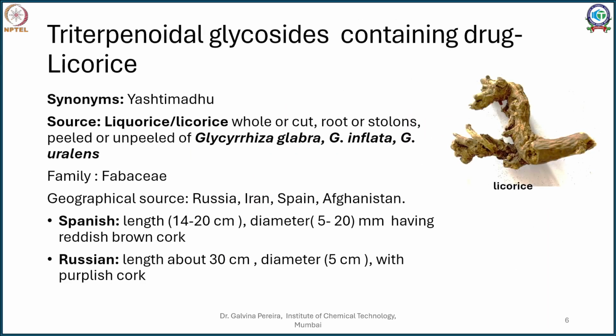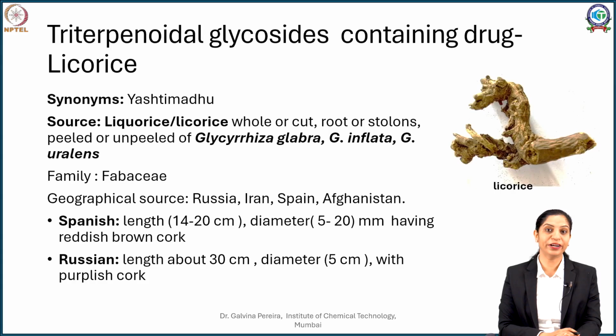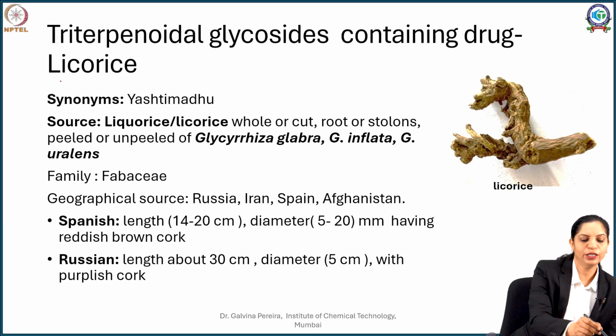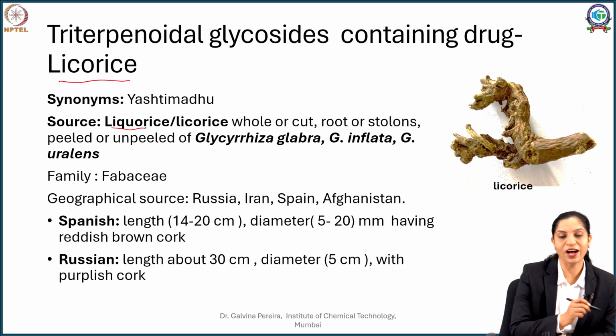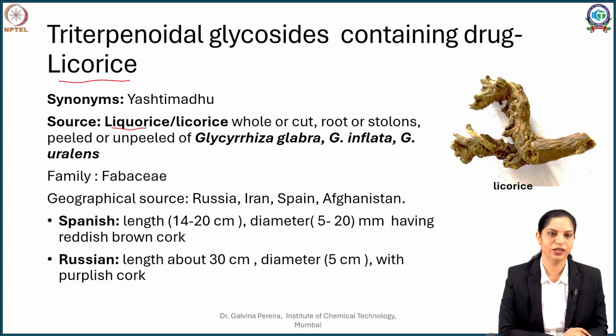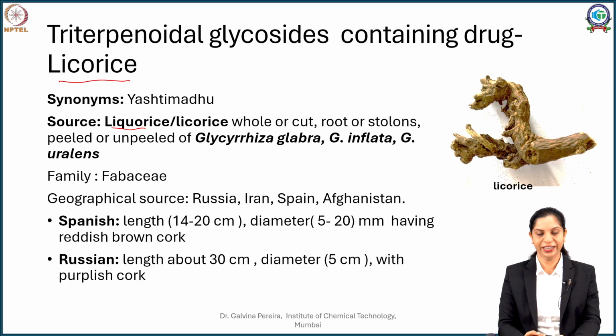So we start with the first example of a triterpenoidal pentacyclic glycoside compound, and that is licorice. Now licorice or liquorice, there are two spellings to it. LICORICE is the American one, whereas LIQUORICE is the British one. So both of the spellings are right. In the Indian system we call it Yashtimadhu.